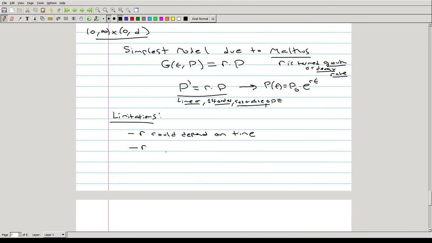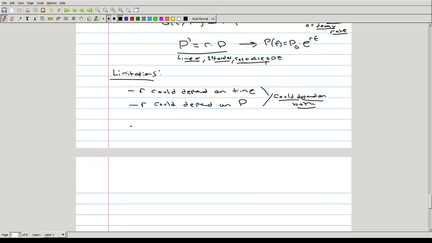A bigger limitation, a much further limitation, is that r could also depend on p as well. It could also depend on both. And this is a pretty big limitation, because if r is a function of p, well, then we'd have to guarantee that the derivative of this entire thing with respect to p is continuous, in order to be guaranteed that solutions exist and are unique. And even if we assume r is constant, this model still has problems.